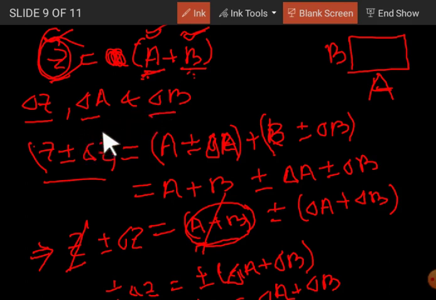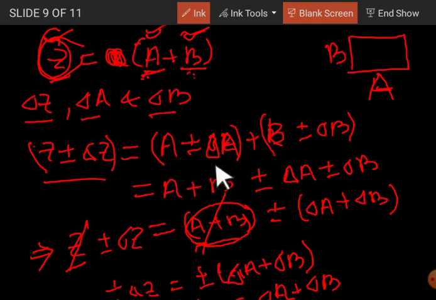So the measured value of z will be expressed as z plus minus delta z. It will be equal to what? Measured value of a is what? A plus minus delta a. Measured value of b will be what? B plus minus delta b. From this equation you just write the measured values for z, for a and for b, like that.